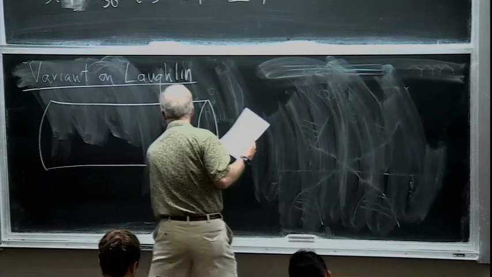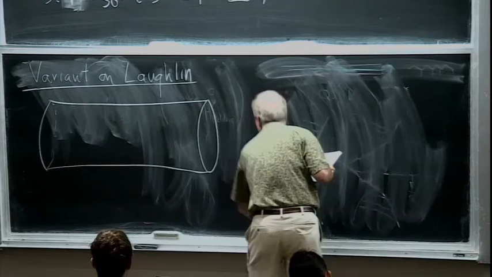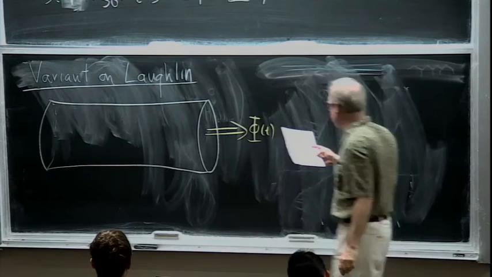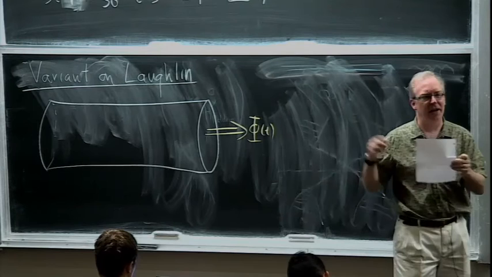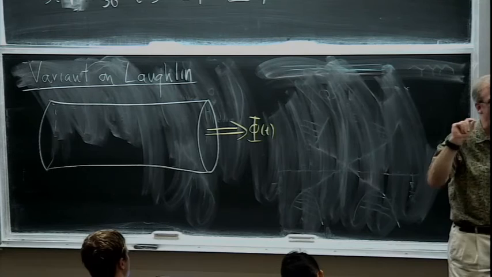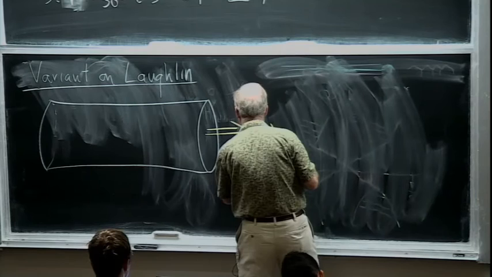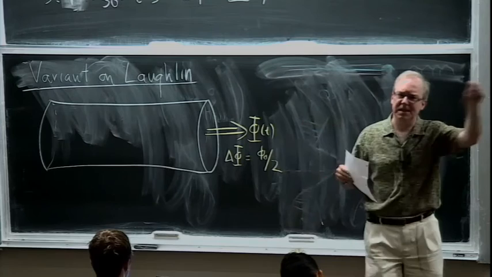So I want to consider my cylinder. And I'm going to thread magnetic flux. Okay? Now remember, what Laughlin did is he threaded a whole flux quantum. What I'm going to do is thread half a flux quantum. So I'm not going through a complete cycle. I mean, I'm not coming back to exactly where I started.